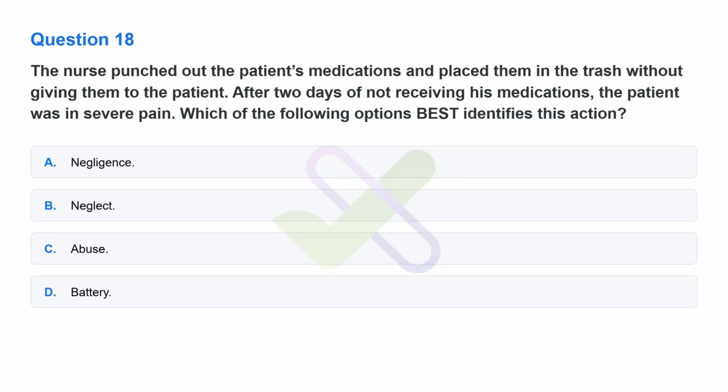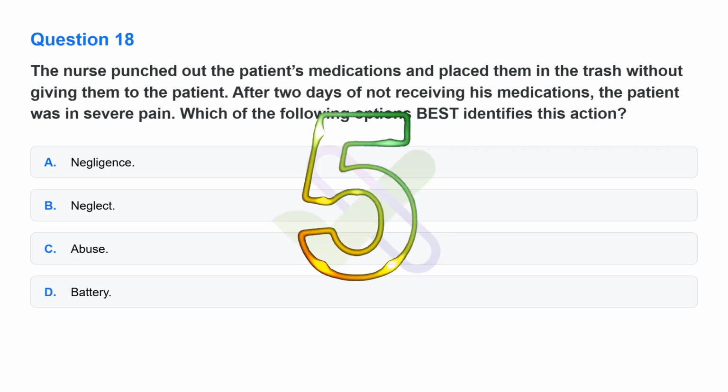The nurse punched out the patient's medications and placed them in the trash without giving them to the patient. After 2 days of not receiving his medications, the patient was in severe pain. Which of the following options best identifies this action? A. Negligence. B. Neglect. C. Abuse. D. Battery.